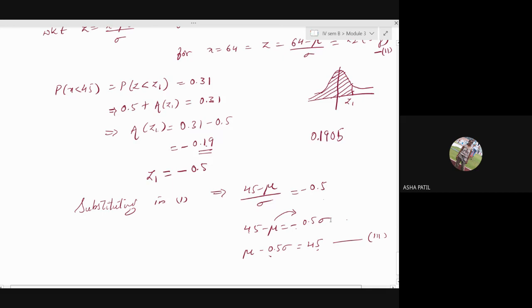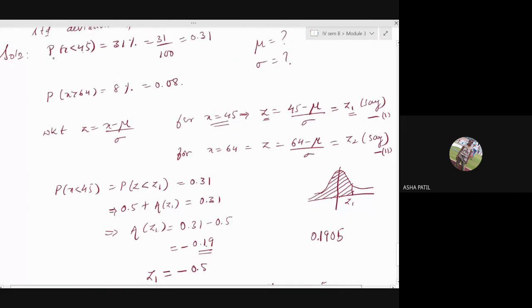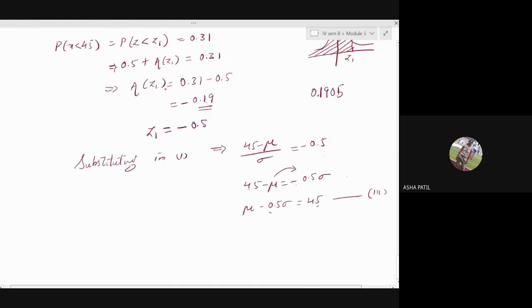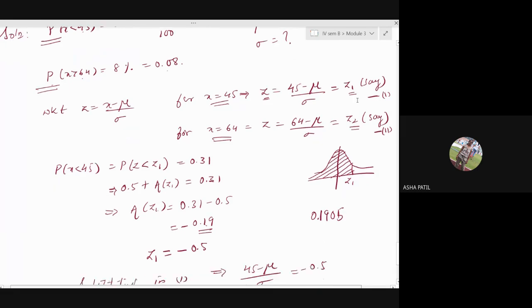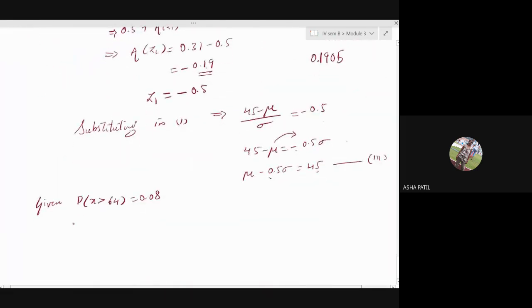Now we go to the second one. We did this one; we'll go to the second probability given to us. Probability that x is greater than 64 is 0.08. For x equal to 64, we have written z equal to z2. So probability that x is greater than 64 implies probability that z is greater than z2 is 0.08.